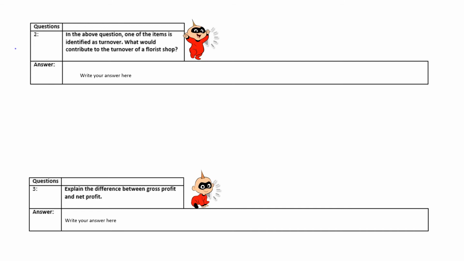Question 3. Explain the difference between gross profit, remember that's the one which is turnover minus cost of sales, and net profit, which is gross profit minus expenditure. Think about it. Think about the things you've taken away from gross profit and then the things you've taken away from net profit. What are you actually left with when it comes to net profit? What have you still got included when you're actually looking at gross profit?